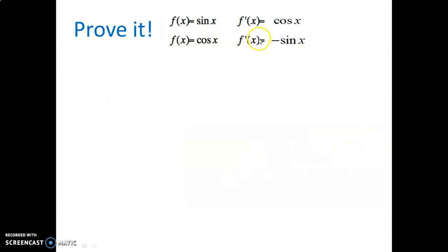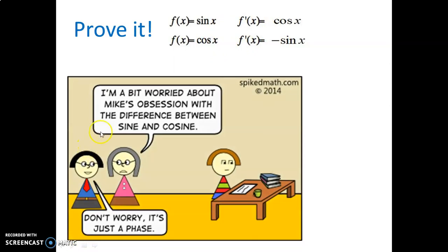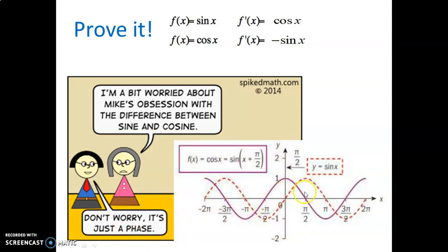Okay, so now you may be thinking, I want to prove it. We just found out the derivative of sine x is cos x and the derivative of cos x is negative sine x, but prove it. So how are we going to prove it? Well, let's prove it with this joke. It says, I'm a bit worried about Mike, this guy here, his obsession with the difference between sine and cosine. Don't worry, it's just a phase. Why would they say that, and why is that funny? Because that's referring to the idea that sine and cosine graphs are just translations of one another. If you translate a sine graph, you get a cos graph, and likewise. And that kind of shift, translation horizontally, is called a phase shift. So we'll come back to this proof later, if you're interested, at the end of this video.